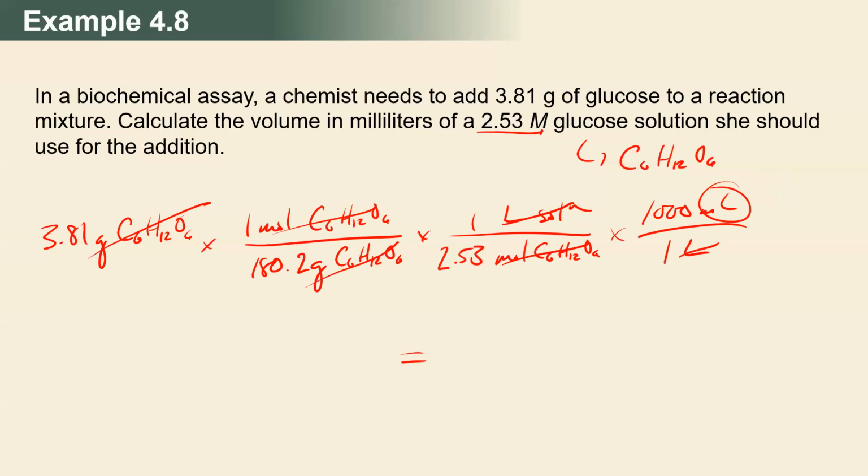So 3.81 divided by 180.2 divided by 2.53 times 1,000. Who got a good answer? 8.36. Oh, sorry, not grams, milliliters. That's right. 8.36 milliliters of that solution is what we need. Okay.